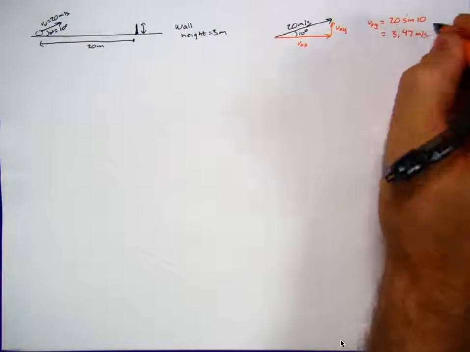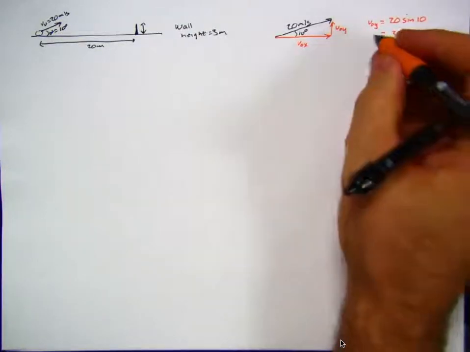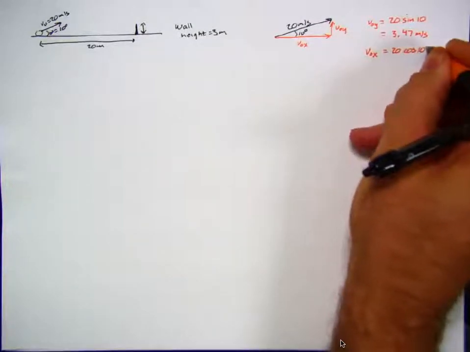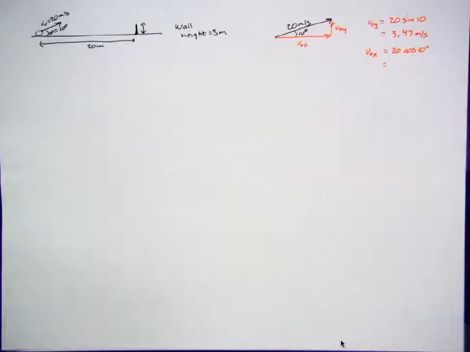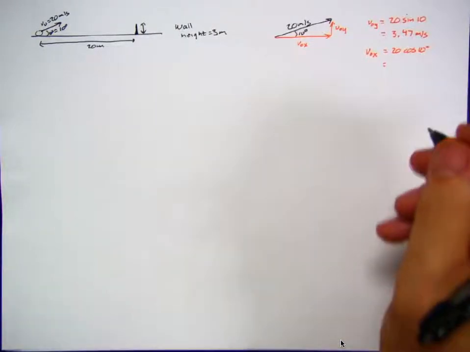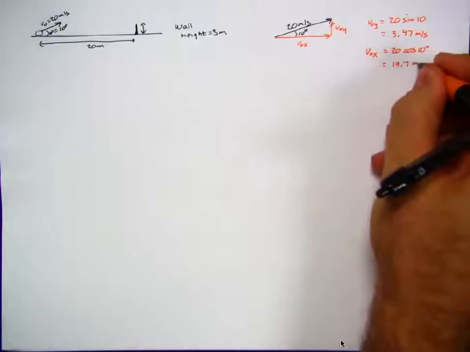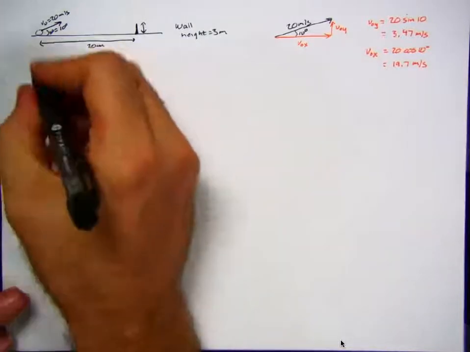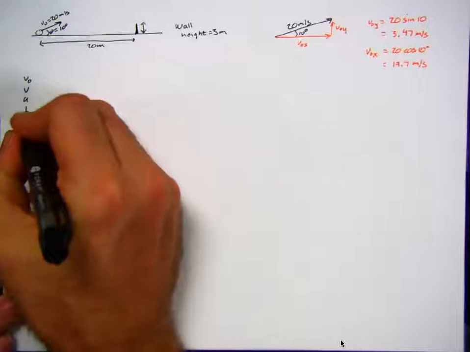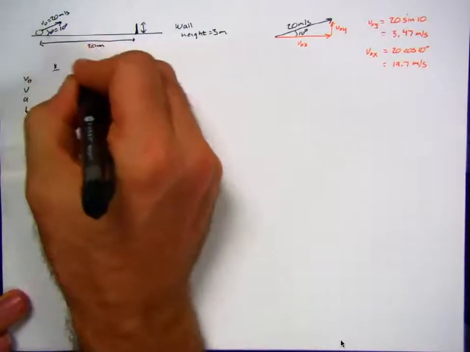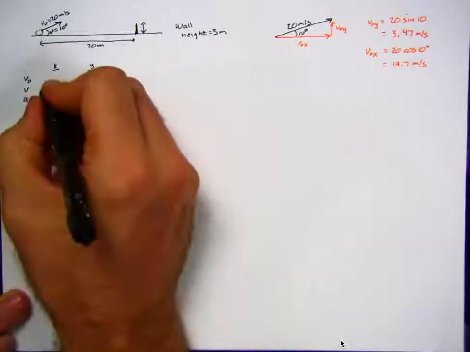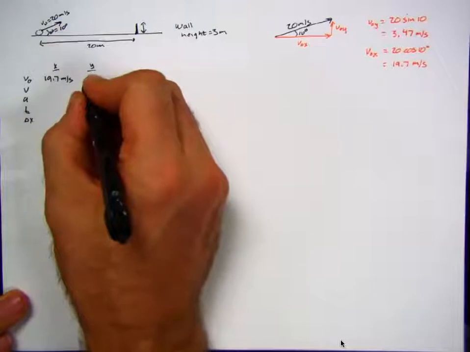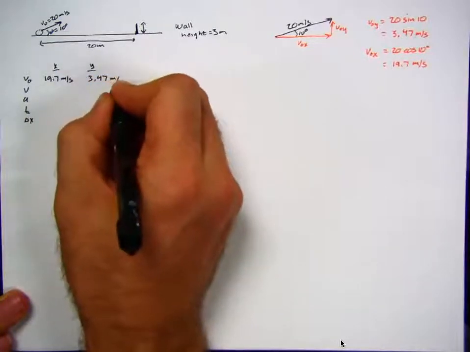3.47 meters per second. And I'm looking at my picture, it's up, so it's positive, and I'm happy. v0x is 20 cosine 10 degrees, 19.7 meters per second. To the right, also positive, so we are happy with that. So we can go back over here, initial velocity in x, 19.7 meters per second. Initial velocity in y, positive 3.47 meters per second.